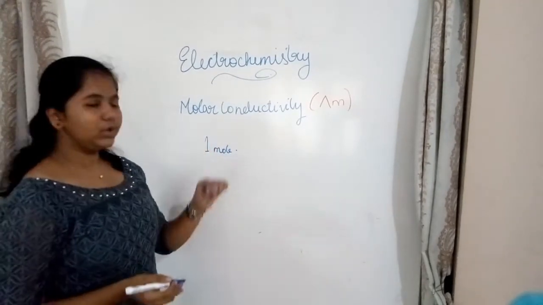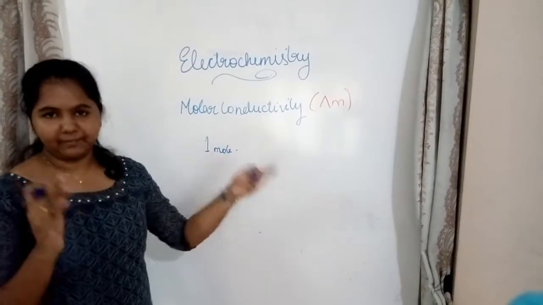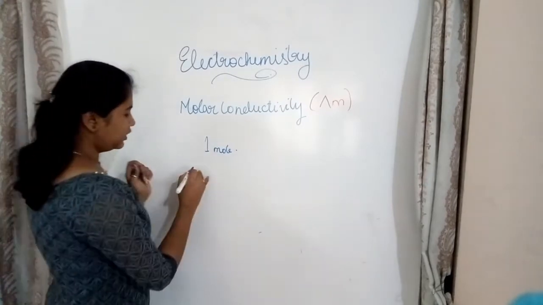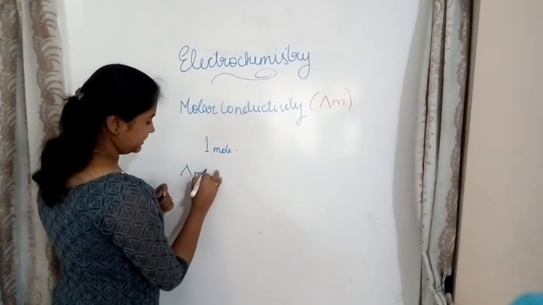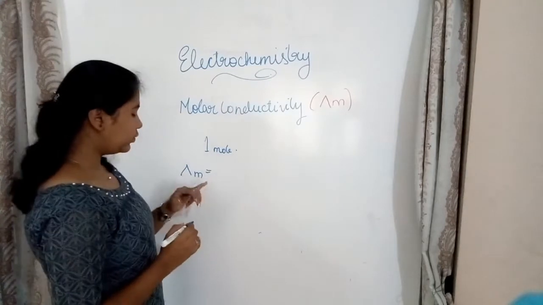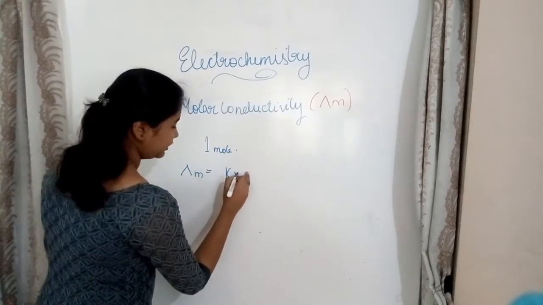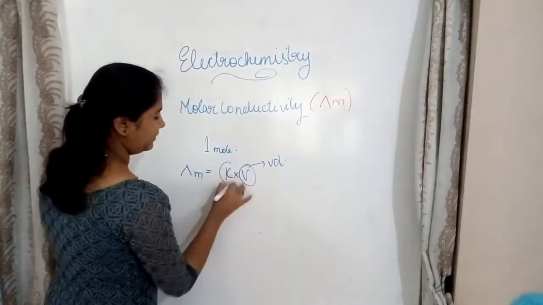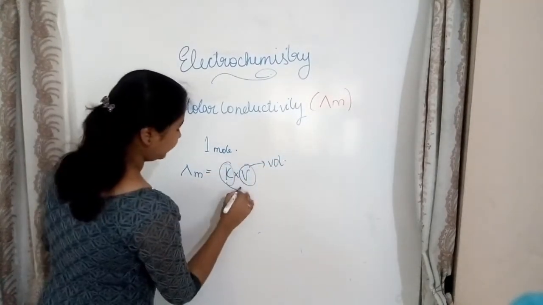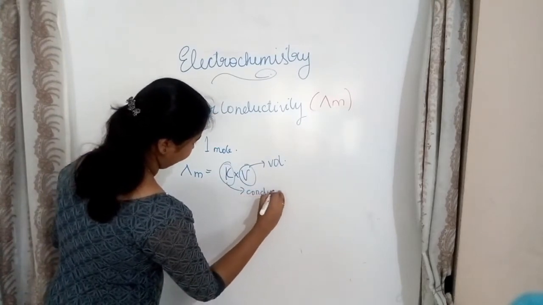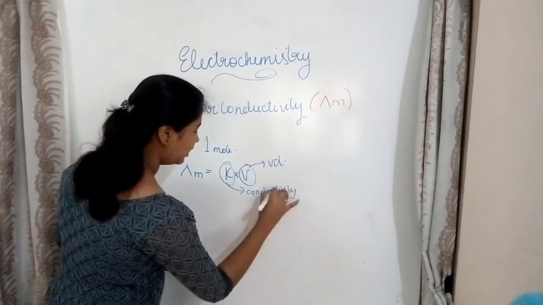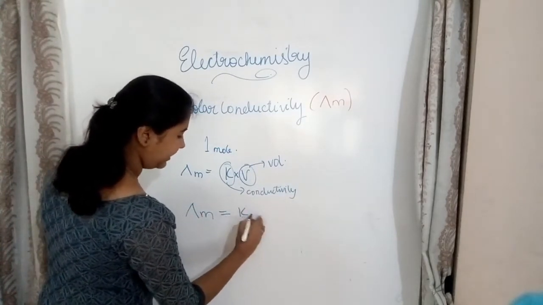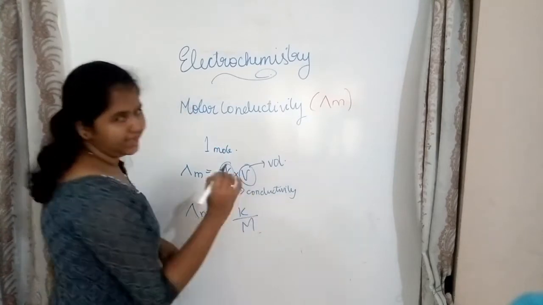Okay. So it is related to kappa. There is a relation to kappa for molar conductivity. So let's see. Molar conductivity is equal to what? Kappa into V, where V is volume. Kappa we know. What is kappa? Kappa is conductivity. Also, lambda m is equal to kappa divided by molarity.